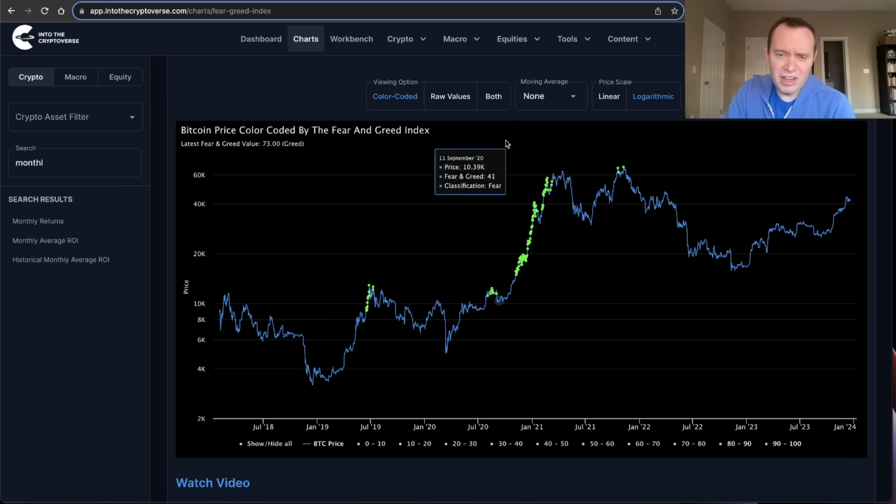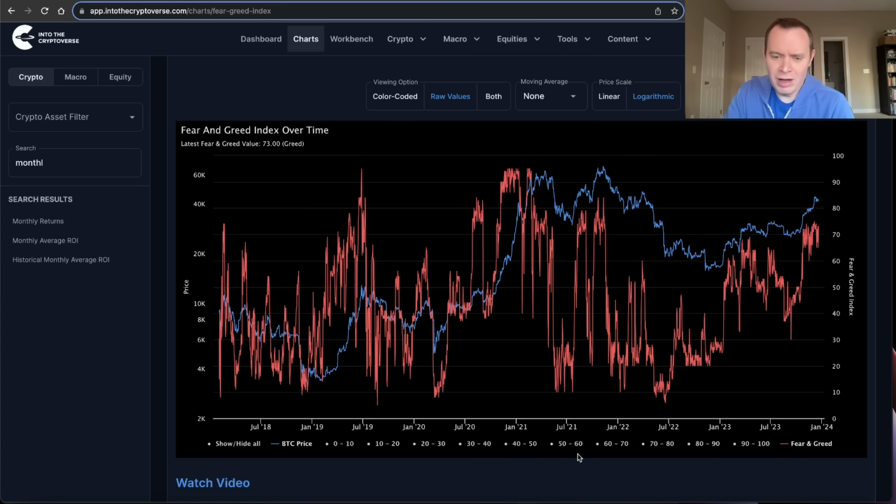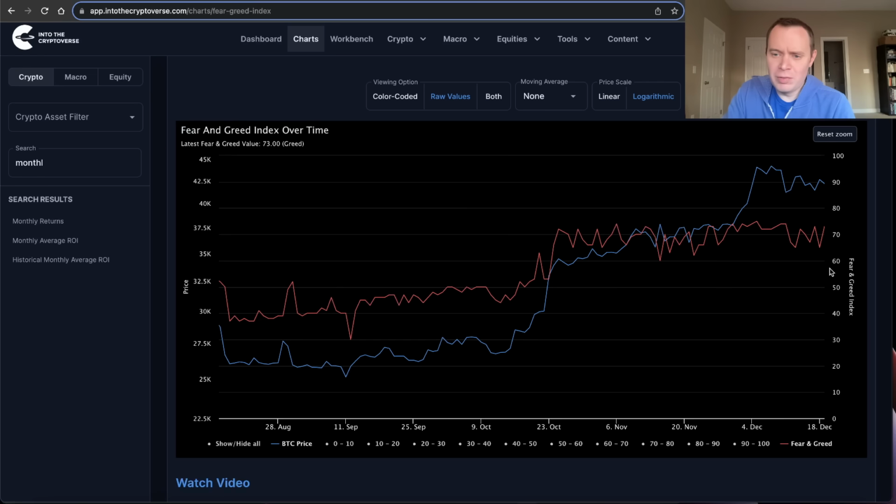So when we take the color out of this and just look at the raw values, right? This is what it looks like. And what you'll notice is if you zoom in, we've basically been stuck between 60 and 74, 75. Between 60 and 75, basically since late October.